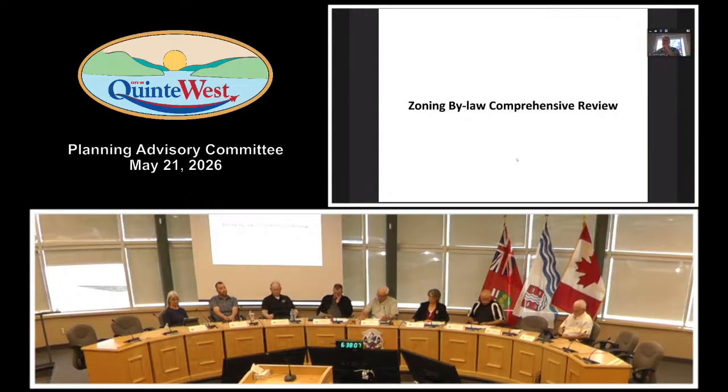The comprehensive review has been divided into 2 phases, with Phase 1 underway, focused on research and policy analysis, while Phase 2 will follow in 2027, which will include detailed drafting of the updated zoning bylaw, continued public and stakeholder consultation, statutory review processes, and final revisions leading to council adoption.